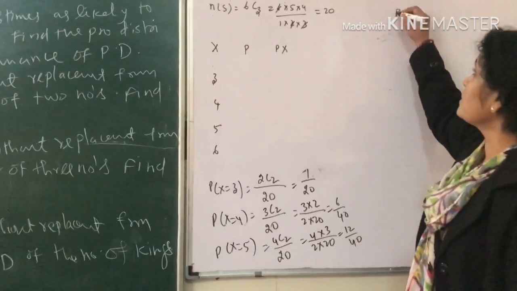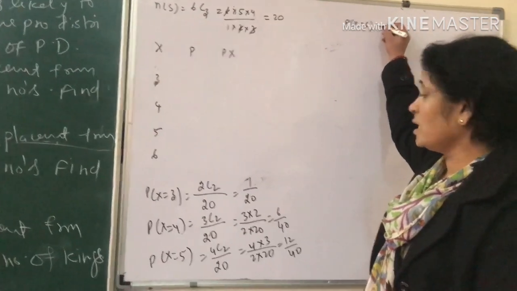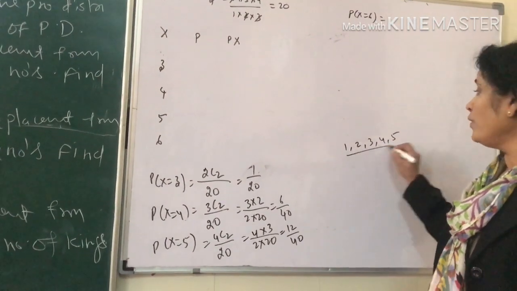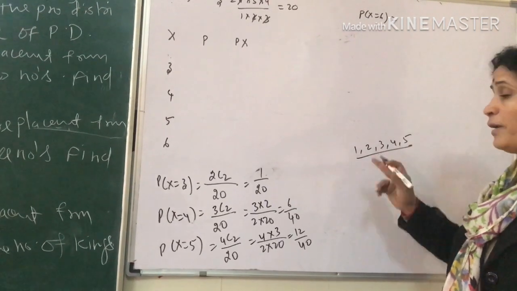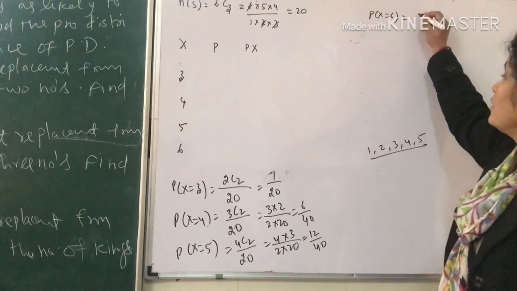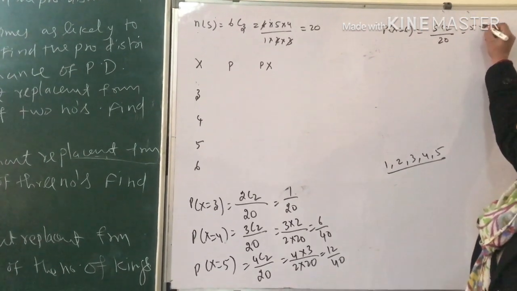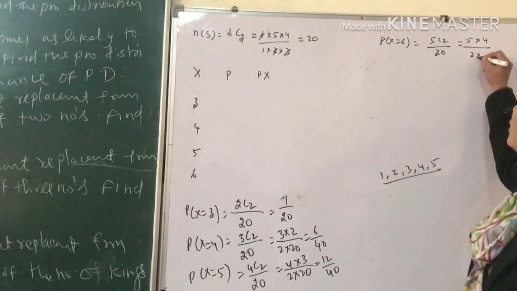Now probability of X is equal to 6. X is equal to 6 means 1, 2, 3, 4, 5. So we have 5 numbers. Out of 5 numbers I have to select any 2 numbers. So that is 5C2 upon 20. So that is equal to 5 into 4 upon 1 into 2 into 20.